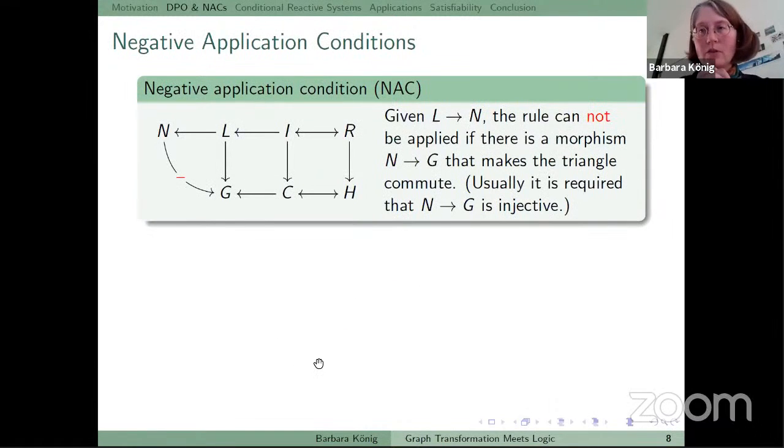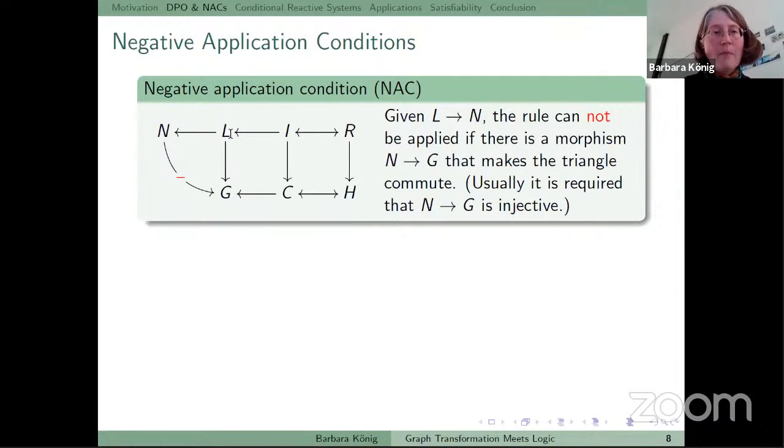Now let's go to the next step. So we want to talk about conditions. So the next step is to talk about negative application conditions, just negative. So we want to say we can apply the rule, but only if in the vicinity of the left-hand side some structures are not present.